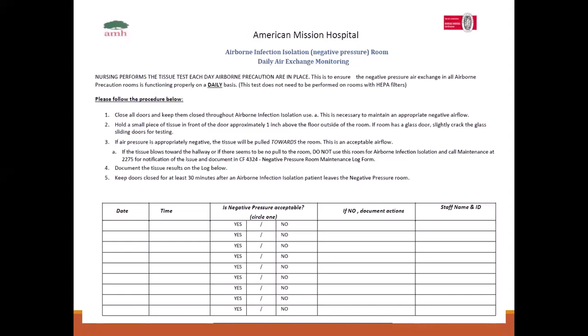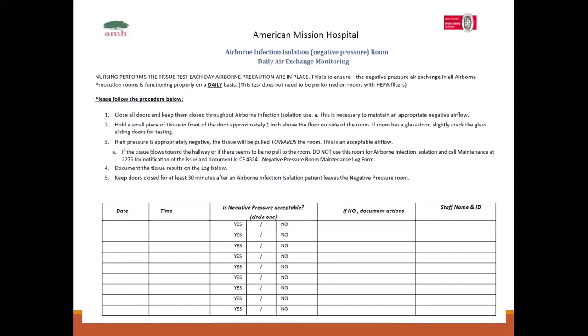Or manually, how will you check the negative pressure? If you open the door and place a tissue on the floor, the tissue will be drawn inside. But if the negative pressure is not functioning, the tissue will fall down. It will not be drawn inside.